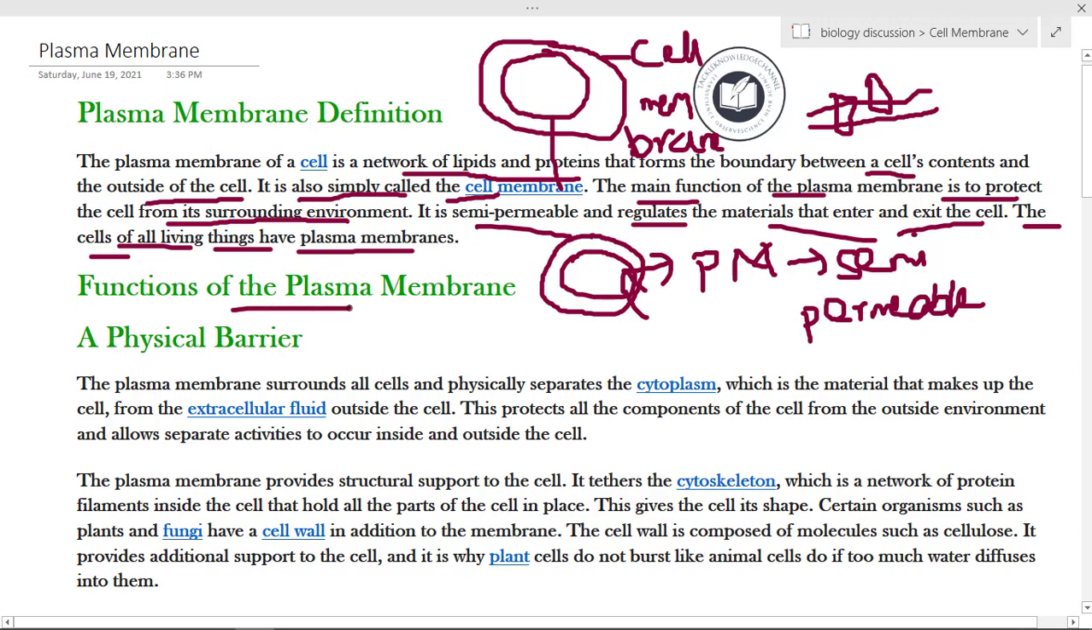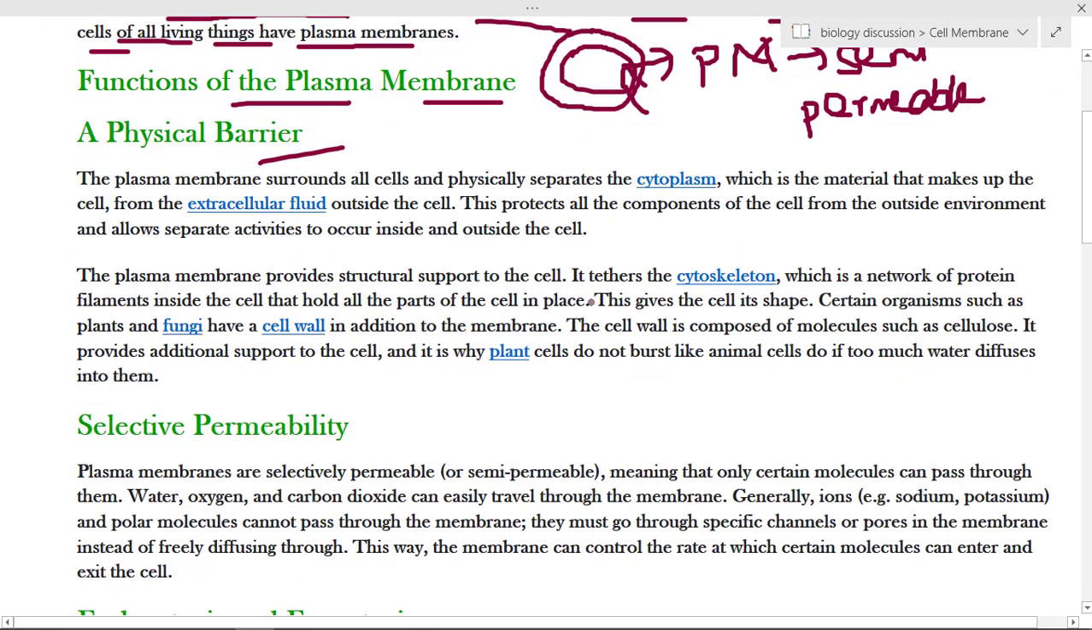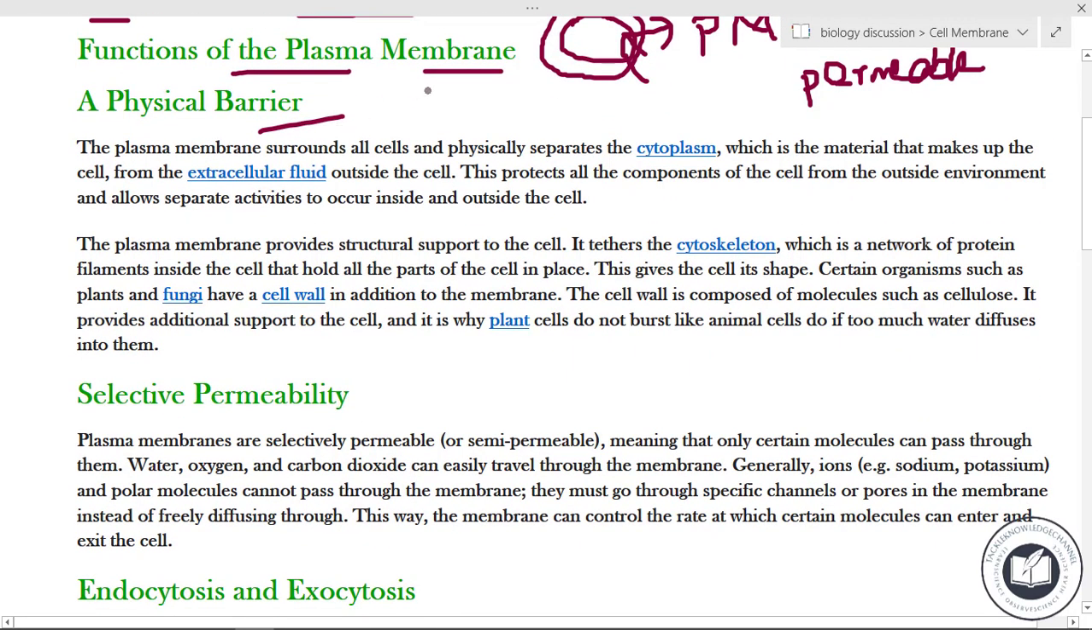Okay, functions of the plasma membrane. So let's see about the functions of the plasma membrane. A physical barrier. The plasma membrane surrounds all cells and physically separates the cytoplasm. So the plasma membrane is surrounding all the cells and physically separates the cytoplasm, right? Okay, which is the material that makes up the cell, from the exterior fluid outside the cell.